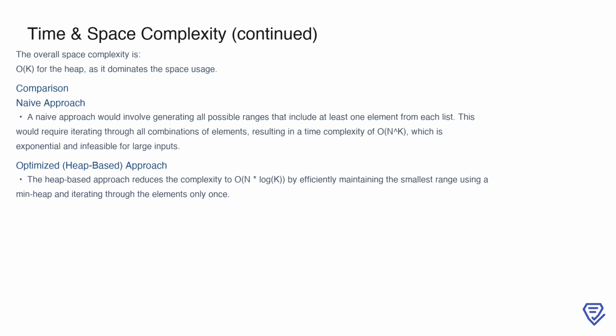When comparing this to a naive approach, the difference is significant. A naive solution would involve generating all possible ranges that contain at least one element from each list. This approach would require iterating through all combinations of elements, leading to an exponential time complexity of O(n^k), which becomes impractical as the number of lists increases. In contrast, the heap-based approach we use reduces the time complexity to O(n * log k) by efficiently maintaining the smallest range with the help of the min heap. This optimized process ensures that we iterate through the elements only once, making it far more efficient.